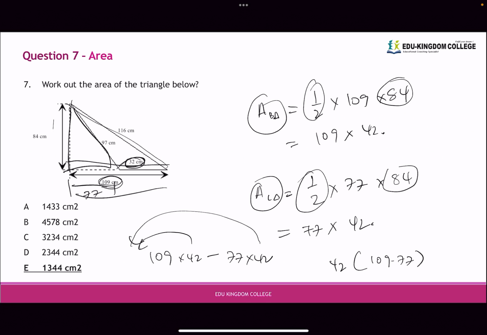Okay? This is equal to, what is that equal to? So that's equal to 32. So all I need to do now is 42 times 32, and that is the area of the triangle we have here. So 42 times 32 is 4, 8, 6, 12. So 1,344 centimeters squared.